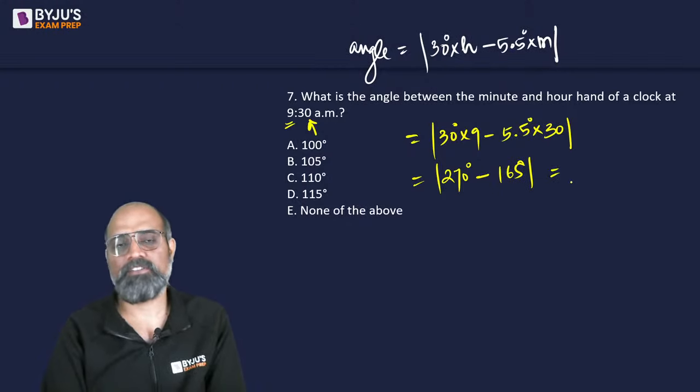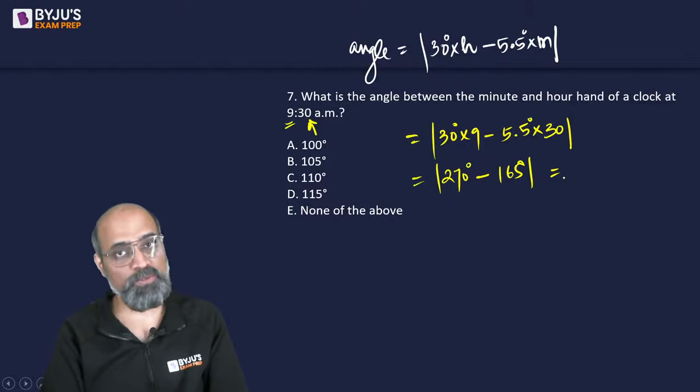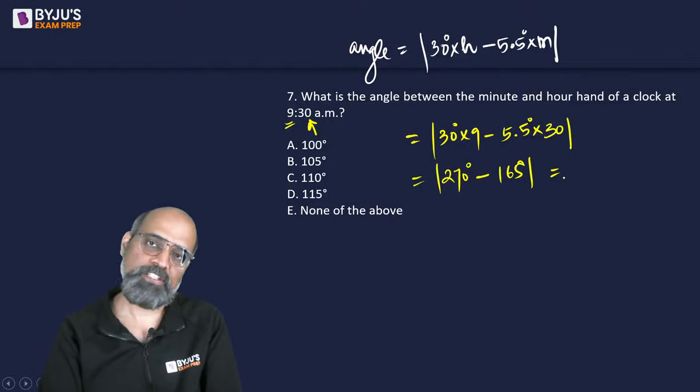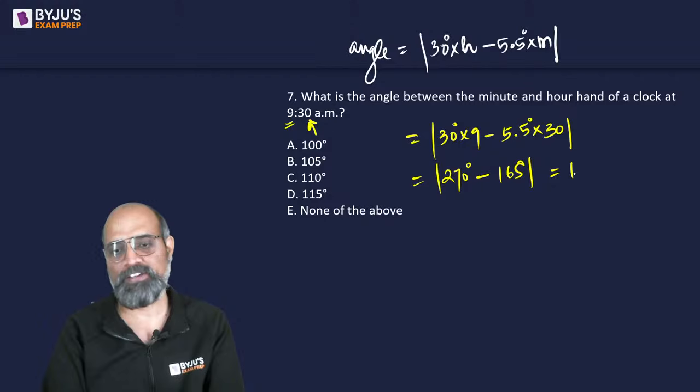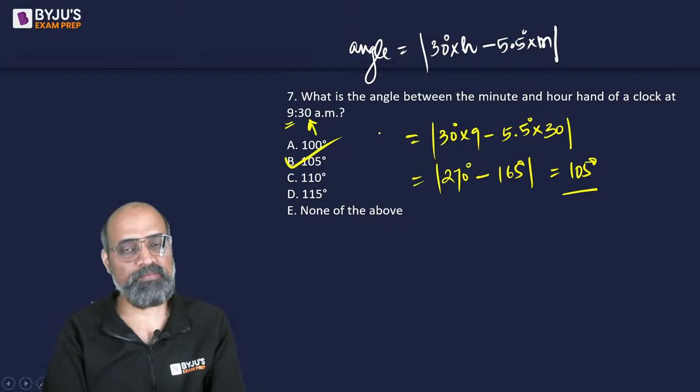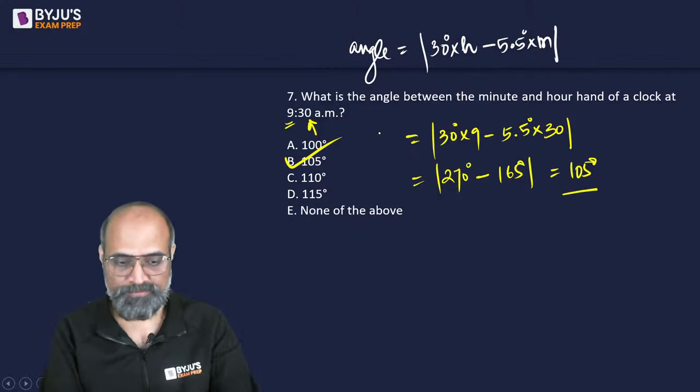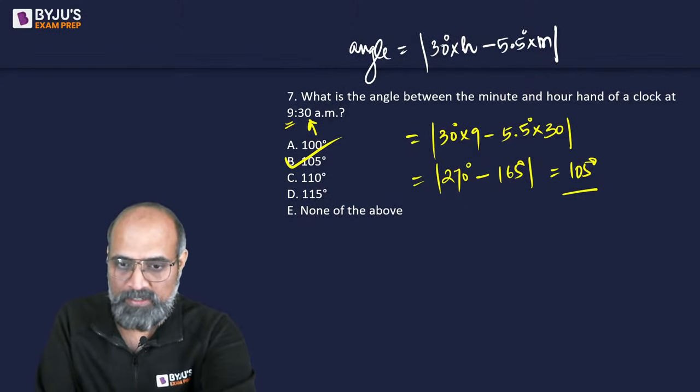This will result in 165 plus 100 is 265. 265 plus 5 is 270. So that is 100 plus 5, 105 degrees. Bravo. Okay, good, Pranjal.